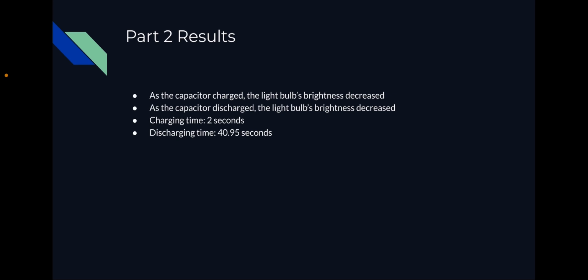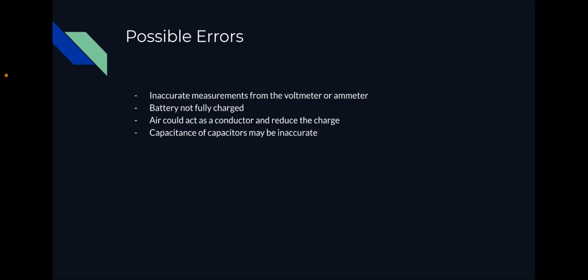And it makes sense that the charging time is much faster than the discharging time because the charge has to go through much less to get into the capacitor, but as it's flowing back out, it goes through much more areas of resistance, so it takes a much longer time. So possible errors in this lab are that we had inaccurate measurements from the voltmeter or ammeter, our battery might not have been fully charged, and air could act as a conductor and may reduce the charge, and the capacitance of the capacitors might be inaccurate.